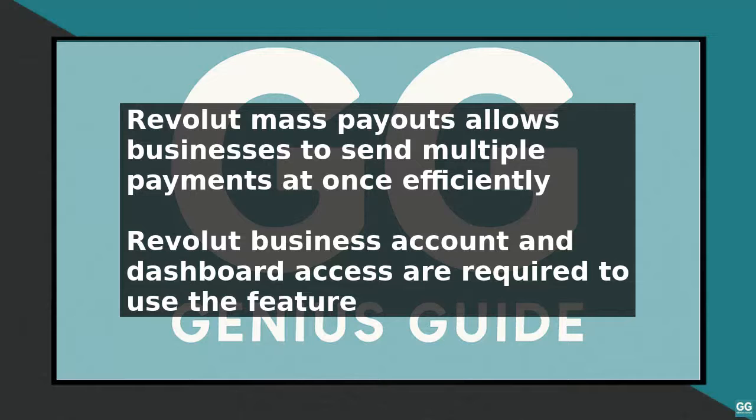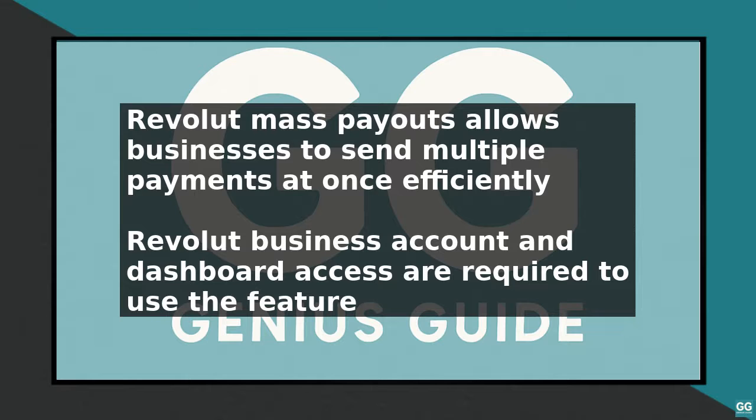Revolut Mass Payouts is a feature that allows businesses to send multiple payments to different recipients at once, making it a convenient and efficient way to manage large-scale payments. To start using Revolut Mass Payouts, you need to have a Revolut business account and access to the Revolut dashboard.